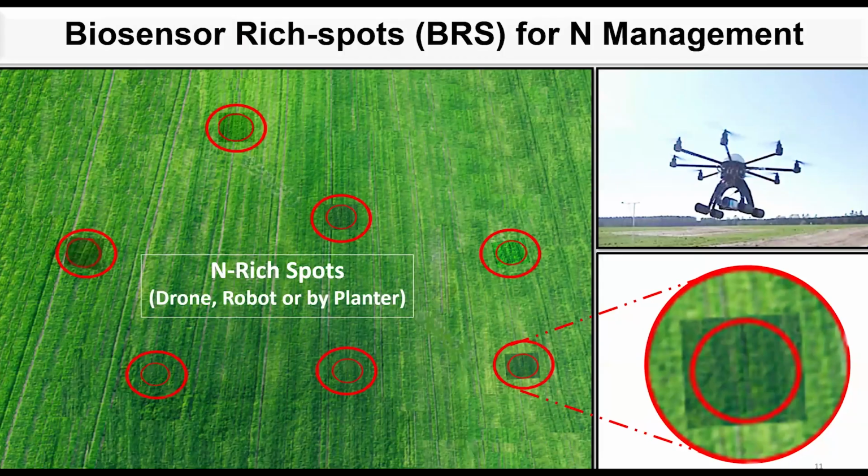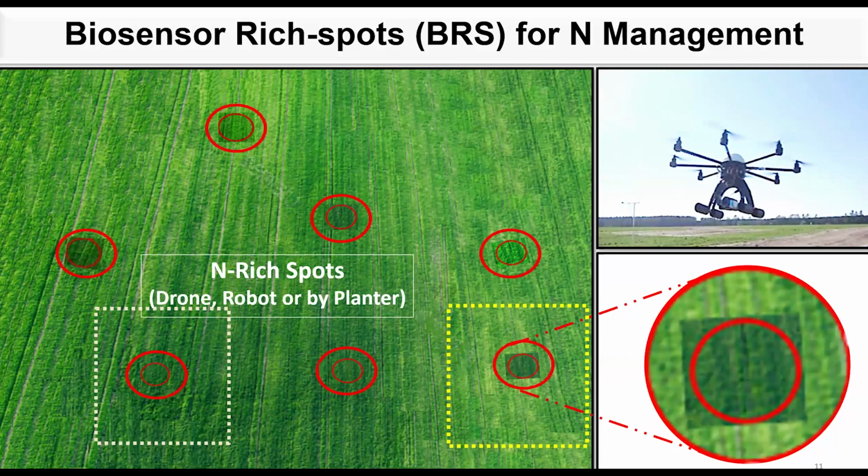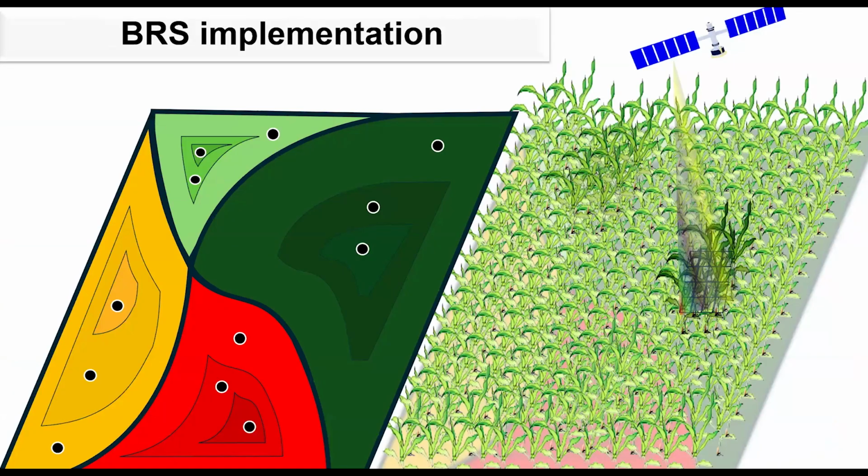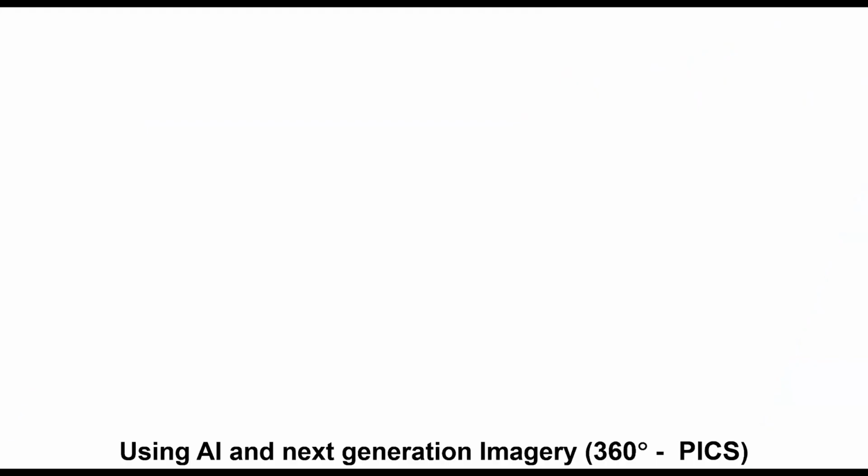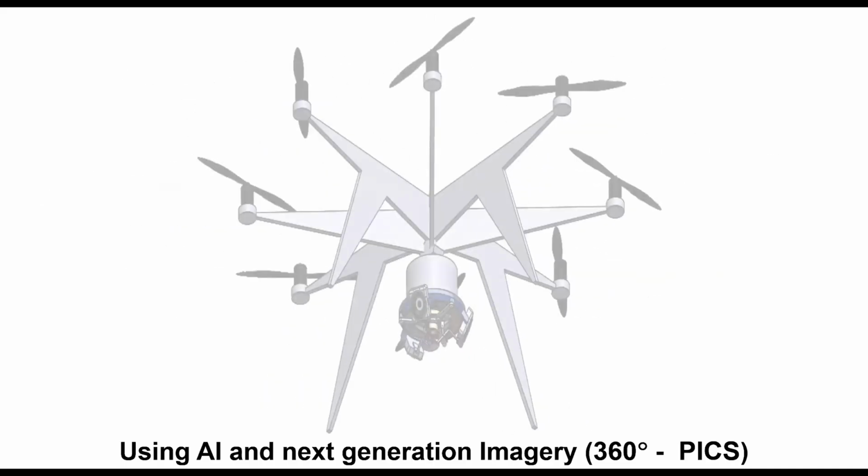researchers especially. So another topic we are working on is the biosensor rich spot, with which we can assess the needs of nitrogen. Yesterday I talked about it. You can go to the YouTube channel and watch that one. Drones are going to be a great asset to do that. We can do that with satellite imagery, but drones will help more with more accuracy.